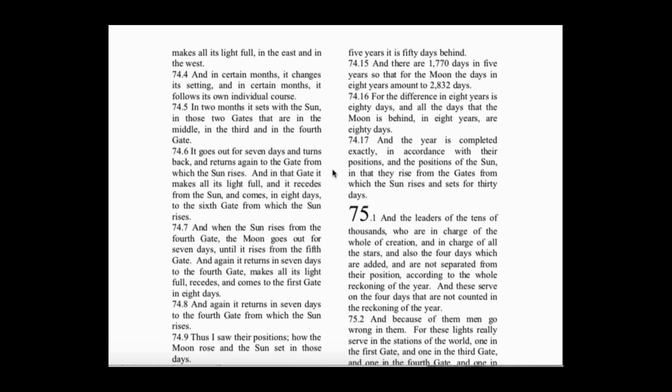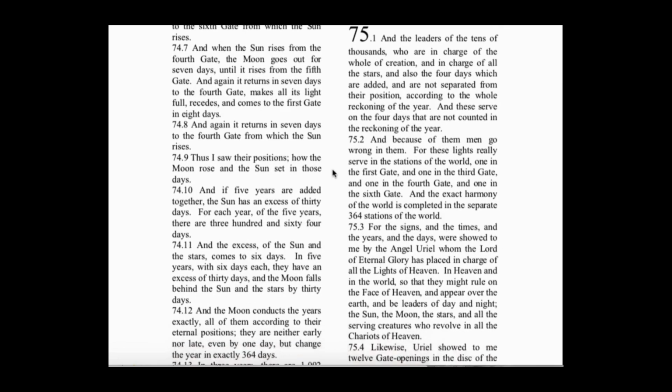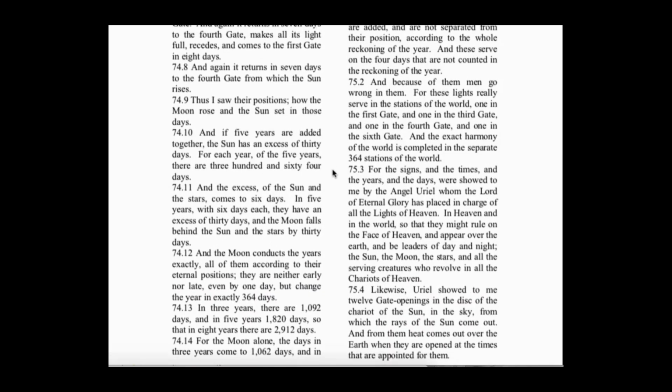And the year is completed exactly in accordance with their positions and the positions of the sun, in that they rise from the gates from which the sun rises and sets for 30 days. So I believe that's why we need to calculate the numbers. Again, we need to draw like a map to understand exactly how it goes.